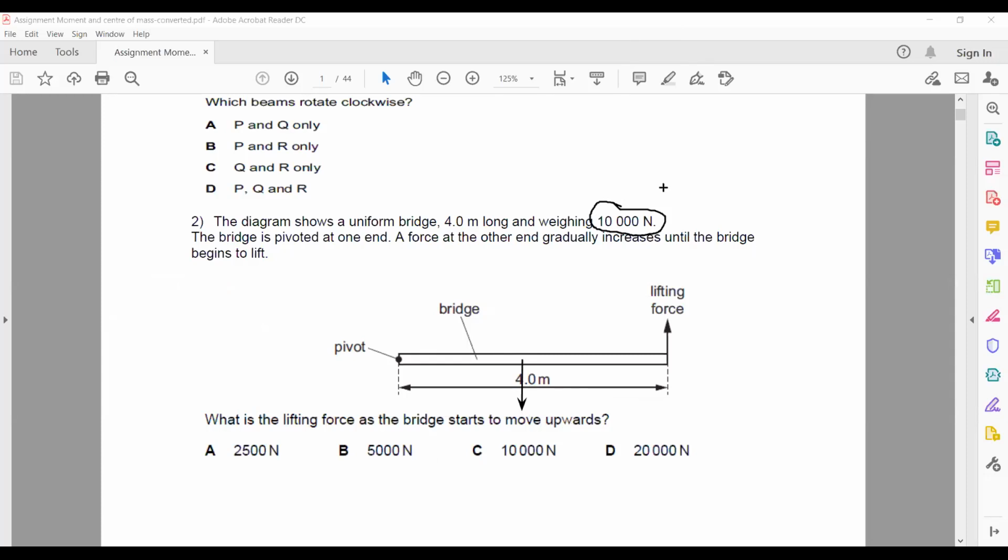That's why the closest answer here refers to 5,000, because the weight here is 10,000 and weight is acting at the center. So if total length is 4, the distance from the pivot will be 2 meters.